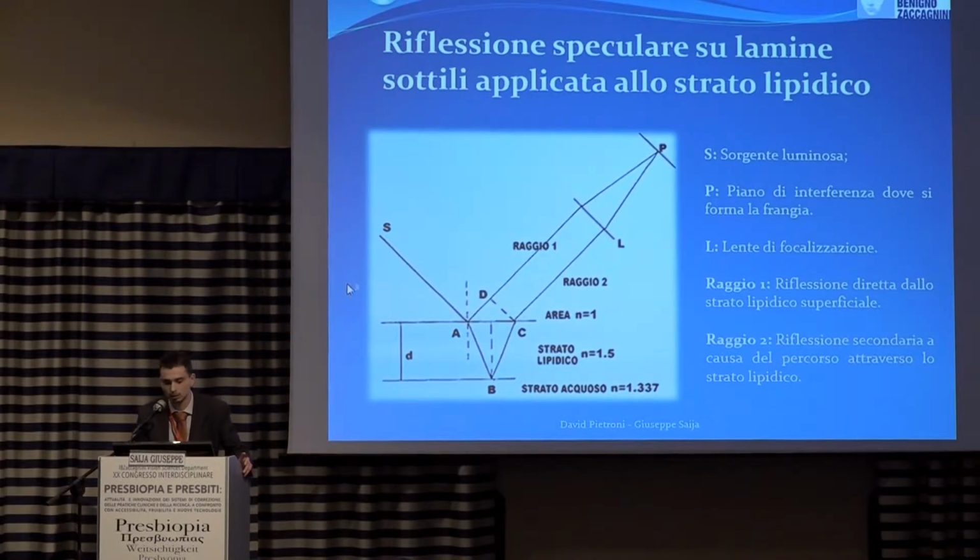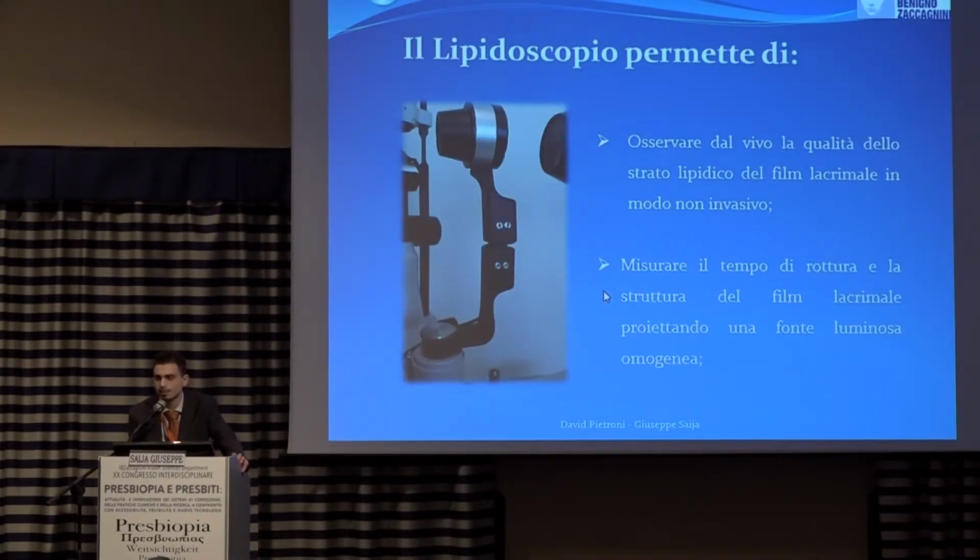Part of the ray is reflected, so we have ray 1. Part of it is refracted. It goes through the lipid layer throughout its thickness, and at the level of the second surface, part of the ray will be reflected, and we will have a ray 2. Ray 1 and 2 will interfere with each other, and this interference will allow for the formation of colored fringes. Their color will depend on the thickness of the layer. So the mirror-like reflection in the lipid, in the tear film, will make it possible to assess the lipid film.